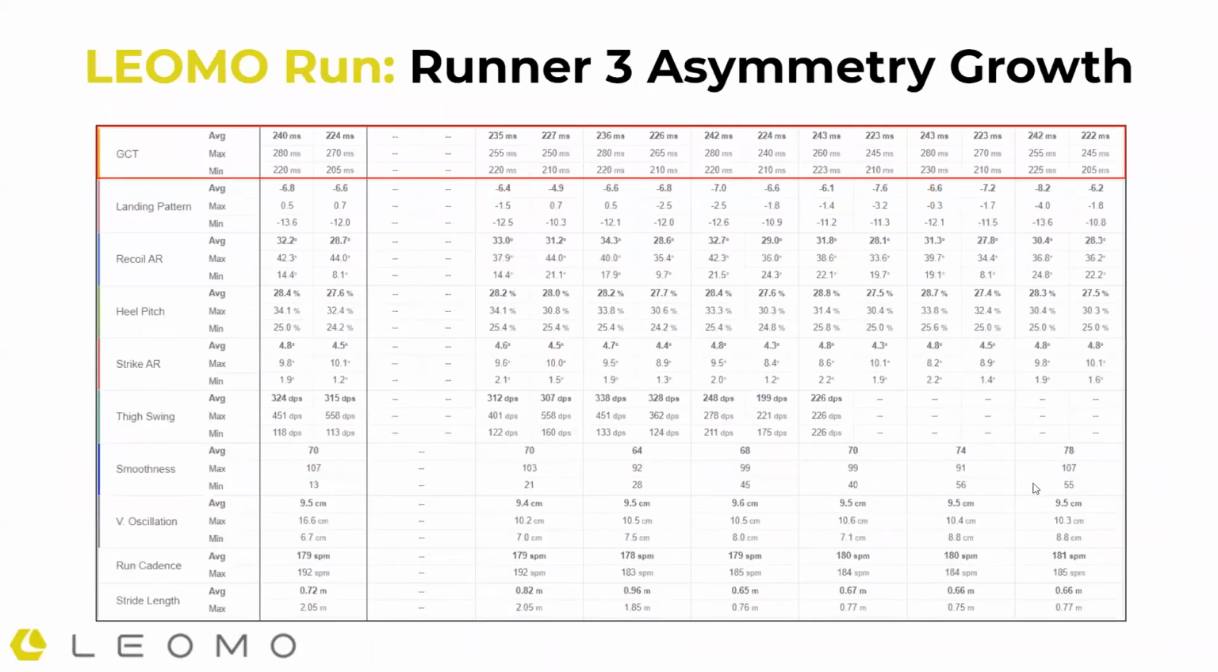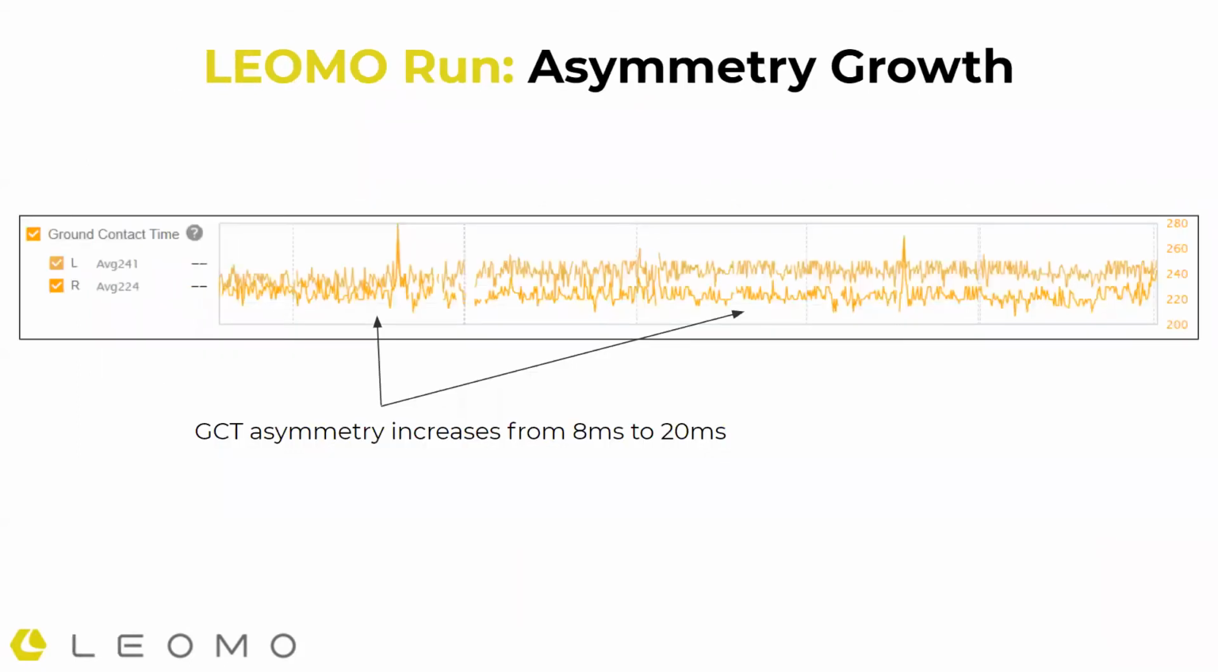So the asymmetries, really the only thing of note here is just the ground contact time. It increases from about 8 milliseconds up to 20 milliseconds at the end. So for me, we're seeing a little bit of a decline of form there. And it seems like it's just a little bit of general fatigue setting in. We're losing the ability to react off the ground a little bit quicker. So that's really the only notable factor, though. This runner is doing pretty well overall.